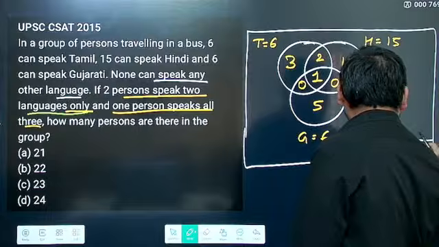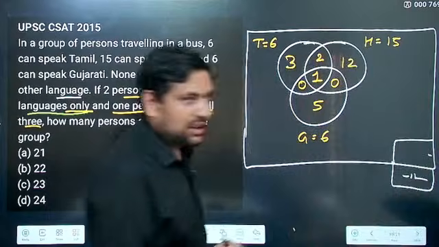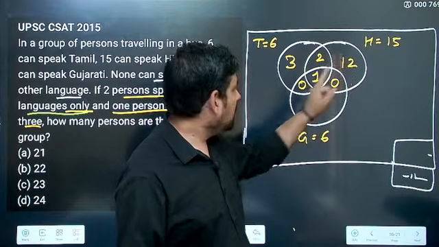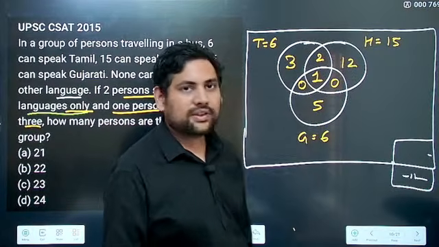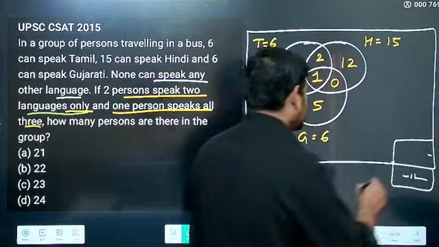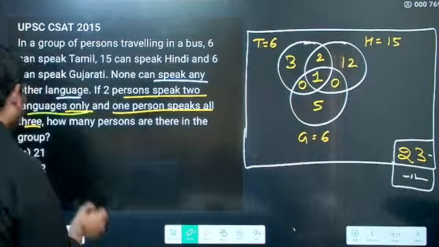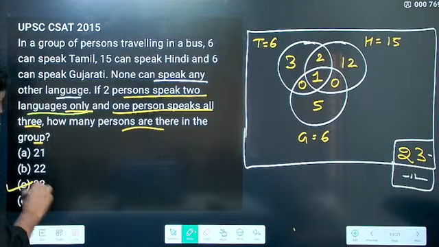Now how many people are there in total? Very clearly, 12, 3 plus 2 is 5, 5 plus 12 is 17, 17 plus 1 is 18, 18 plus 5 is 23. So how many people are there in the group? Group has 23 people.